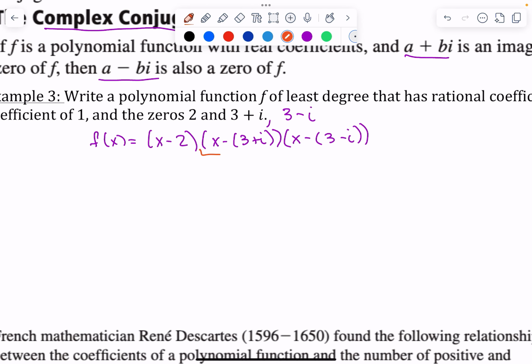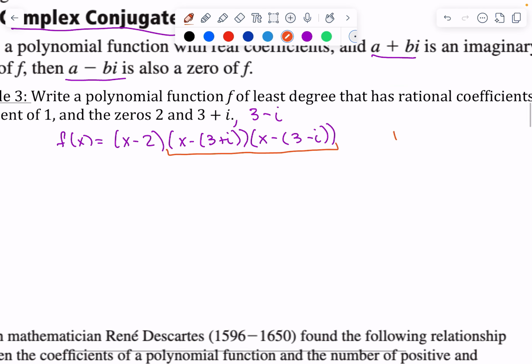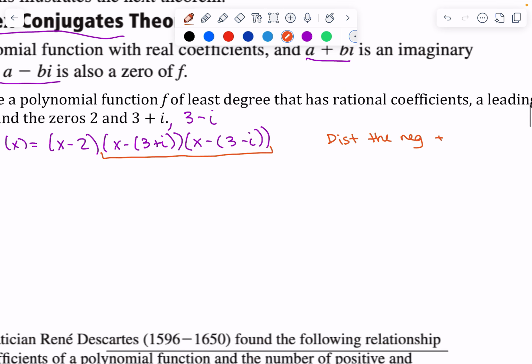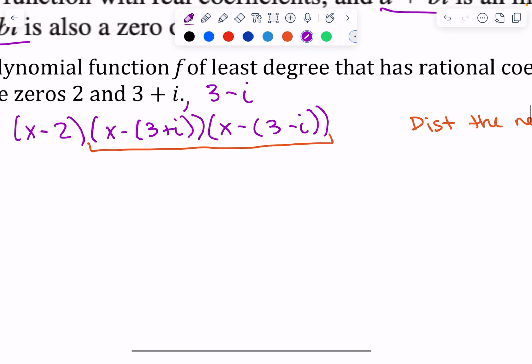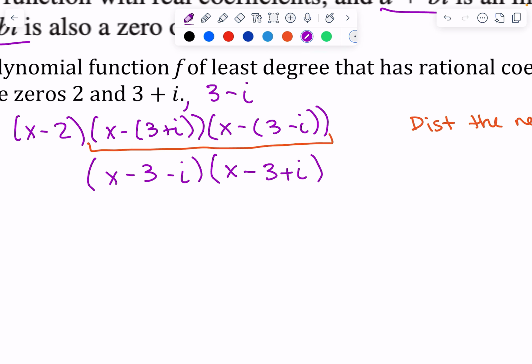We're going to start by tackling the most complicated part, which is the last 2 parentheses. The first thing that you want to do is distribute the negative, and then regroup. And for the regrouping part, maybe use a different color, okay? So all I'm going to do is distribute the negative, so x minus 3 minus i, x minus 3 plus i, and I'm going to regroup those 2 terms. So instead of having the 3 and the i grouped together, now I have x and 3 grouped together.